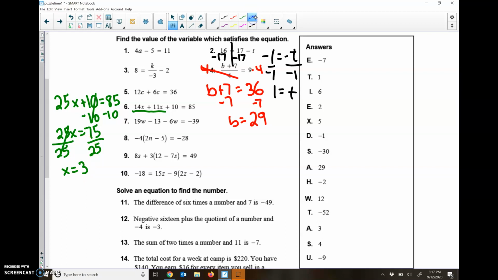Okay, let's look at number 8 over here. So number 8 and 10 are probably as hard as it gets here. So remember, when I have this number in front of the parentheses, I have to distribute it. So I'm going to pass out to both.